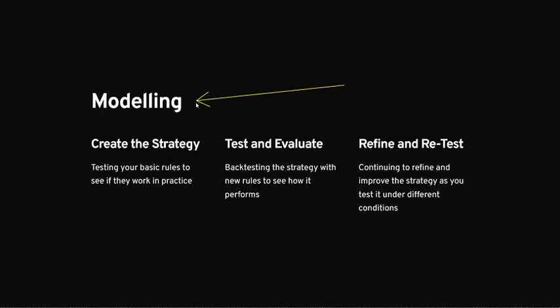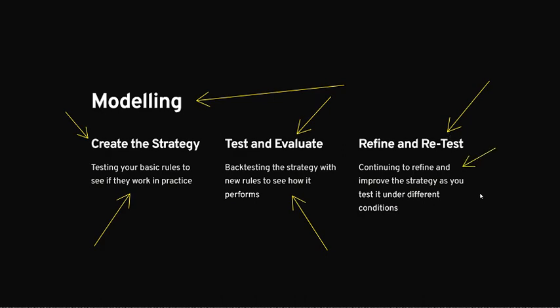Next is the modeling phase. This is where you're actually taking all of your statistics and creating a strategy around it. You're testing your basic rules to see if they work in practice. Now that you have this new statistic, this new insight, and maybe you want to start using it on top of your already well-built and tested edge, you want to start testing and evaluating that. Backtest the strategy with new rules to see how it performs using historical data over time. And from there, you can refine and retest further.